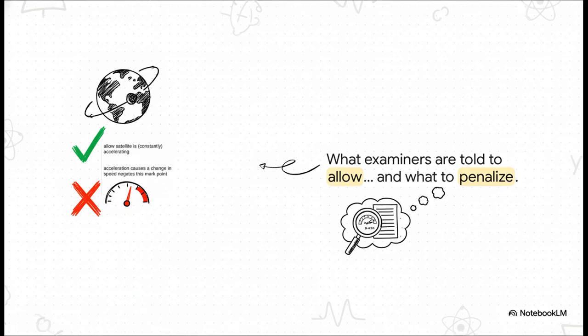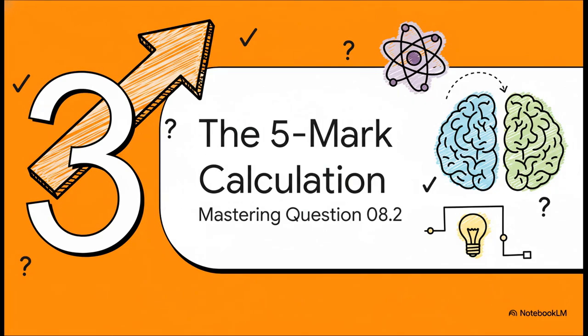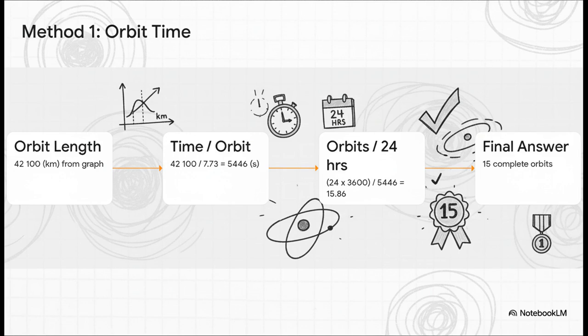All right, time for the main event, the 5-mark calculation. This is where you absolutely have to show your work. But what's really cool is that the mark scheme shows us there isn't just one way to get the right answer. There are actually 2 perfectly valid methods. Okay, let's walk through method 1 together.